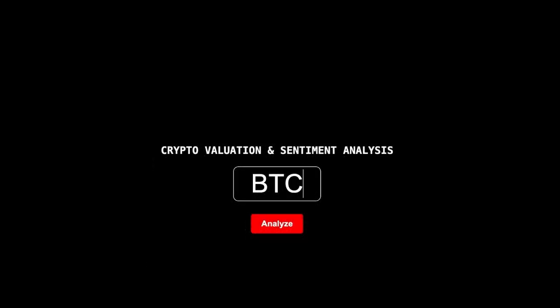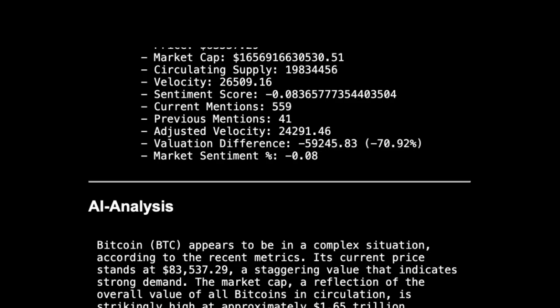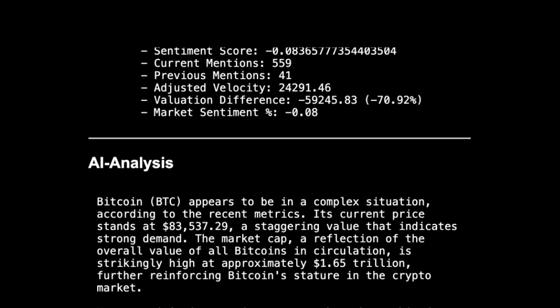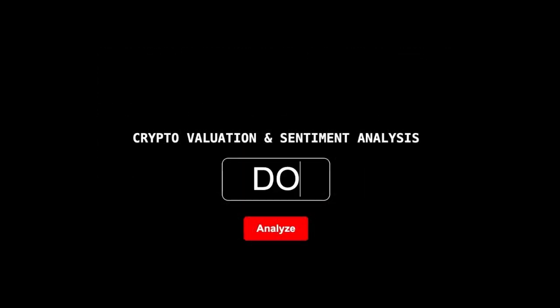Metrics display. You'll see price, market cap, circulating supply, velocity, sentiment score, and any difference between velocity-based valuation and the current price. AI analysis. Next, there's an AI summary referencing real-time data and market chatter.